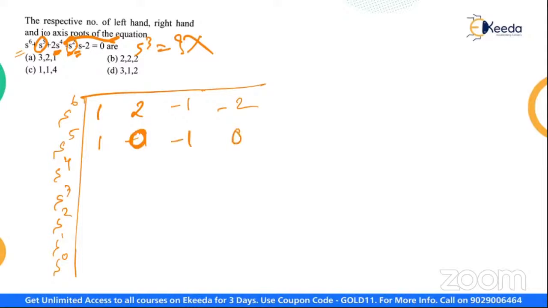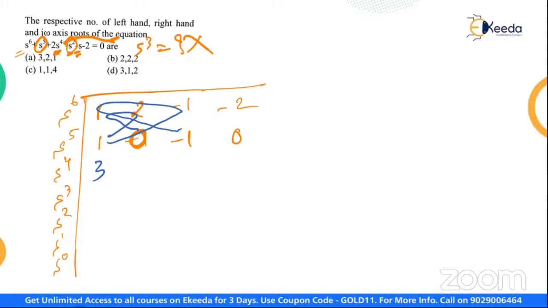Now, s to the power 4. Just simply 1 into 2, which is 2. 2 minus of minus 1 is 2 plus 1, which is 3. 3 by 1 is 3. Now, similarly, 1 into minus 1 is minus 1. Minus 1 minus 1 is minus 2. Minus 2 by 1 is 0. Correct? Yes. So, just a minute.